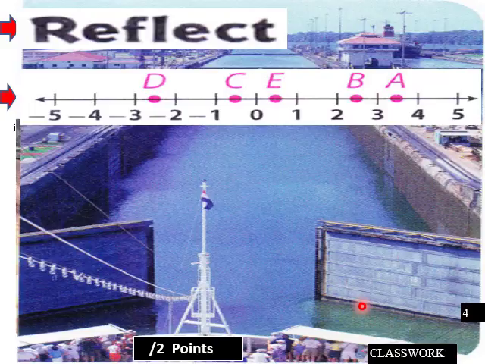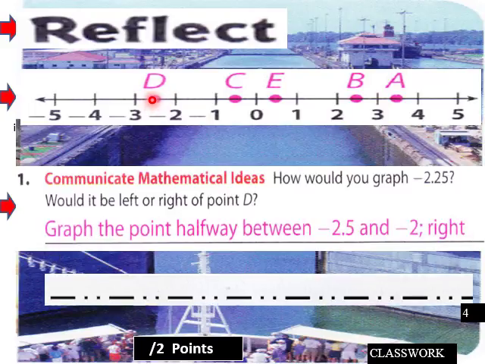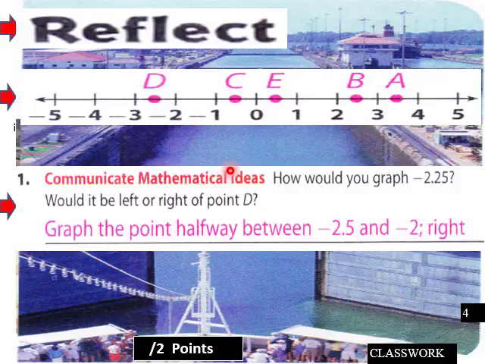Okay, classwork page 4, that was our plot again. How would you graph negative 2.25? Would it be left or right of D? So where's D? So it'd be negative 2.25. Where would that be? What was D? It'd be halfway between negative 2.5 and negative 2. So it'd be in between, be right about there, wouldn't it? Negative 2.25. Be right about there.